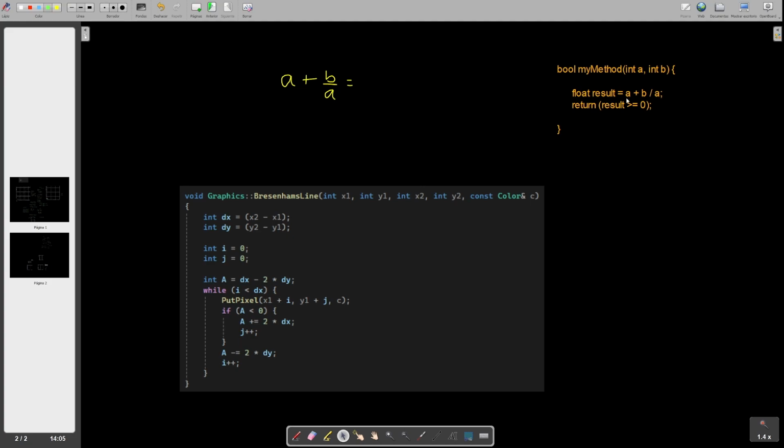And how are you going to get rid of this problem then? How can you get rid of this division? And the trick is very simple. It's a mathematical trick. If you see this equation here, this equation is going to produce a number n, and it can be positive or negative depending on the values of a and b. But remember, we are concerned only with the sign of the result, only if it is positive or negative.